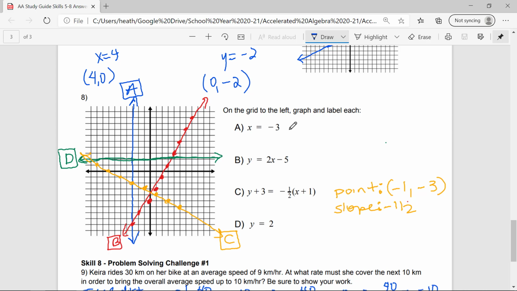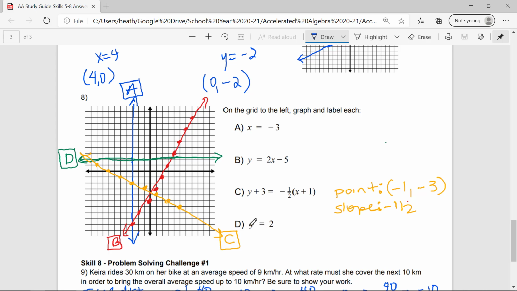Just remember that x equals -3. That's a vertical line here. All the x coordinates on this line are -3. Right here is -3, 0. Here's -3, 5. All the points on this line have an x coordinate of -3.